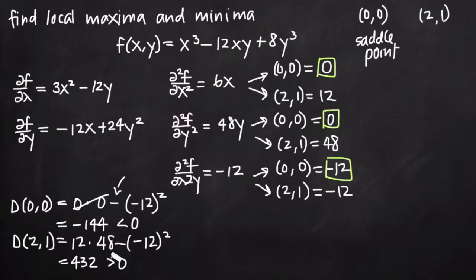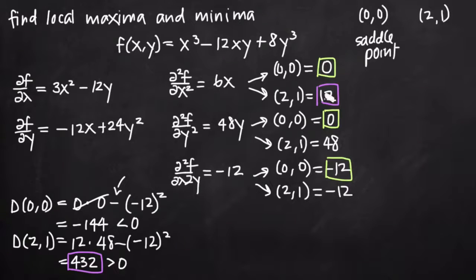If the value of D is greater than 0, as it is for our critical point 2, 1, we need to turn to the second order partial derivative with respect to x. So because we're dealing here with the critical point 2, 1, we want to look at the second order partial derivative with respect to x at the point 2, 1. That's this value right here, 12. So both of these values are going to come into play. So because the value of D is greater than 0, we have to turn toward this value here.